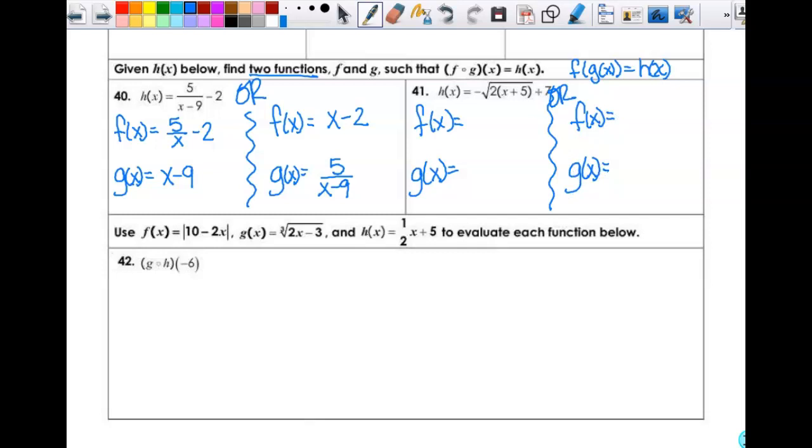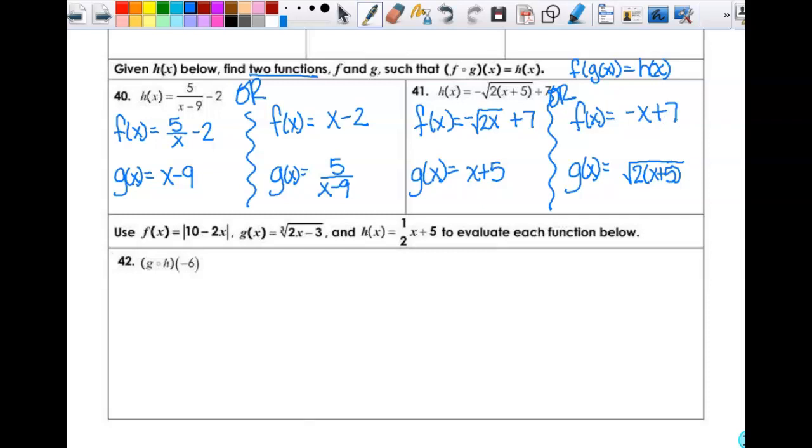All right, so let's say that g of x is x plus 5. Then that would mean that f of x would have to be negative square root of 2x plus 7. Or I could say g of x is the square root of 2 times x plus 5, and then f of x could be negative x plus 7. And again, there are other options besides that, but that gives you some ideas there.